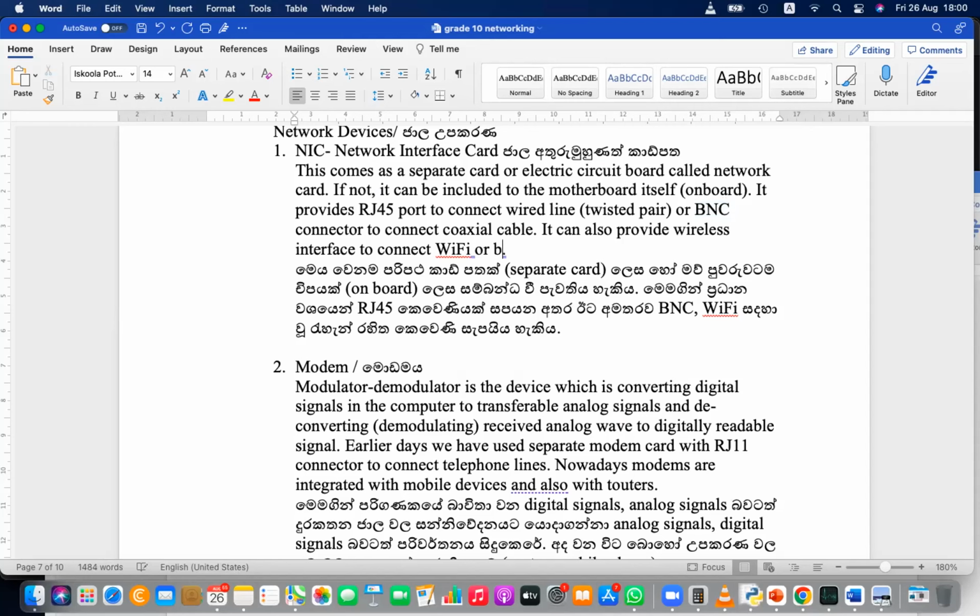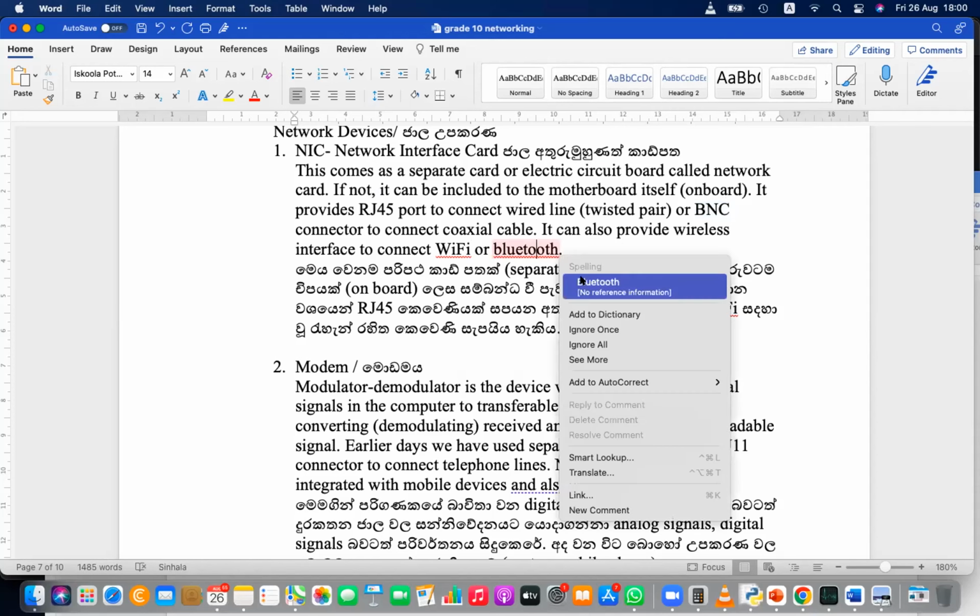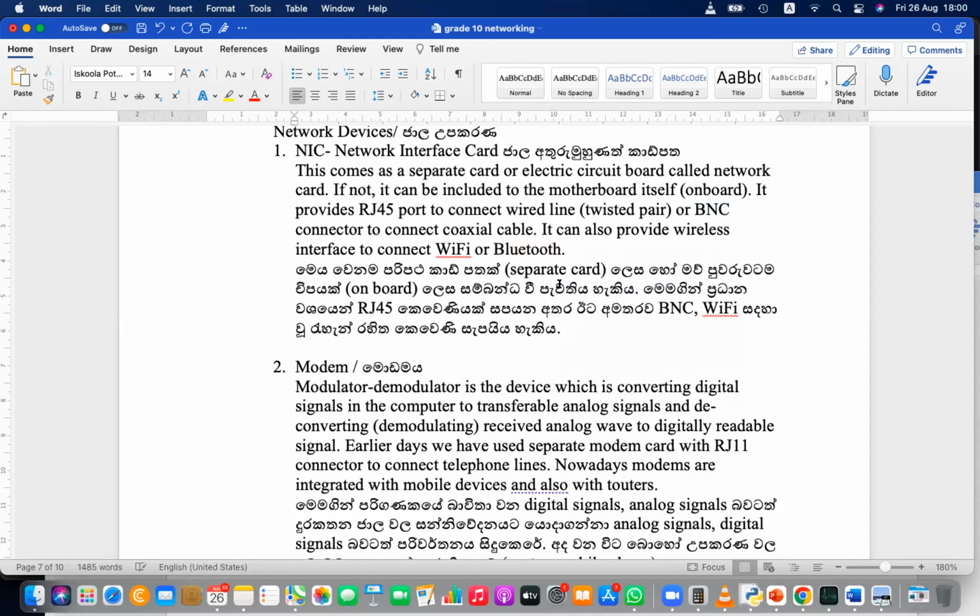Wi-Fi or Bluetooth. Bluetooth tethering is also possible, right? Through Bluetooth also you can access internet. And not only that, nowadays even USB is possible, right? Earlier days I was not giving this one, but nowadays you can connect to the internet using USB. How many of you have connected to the internet using USB?